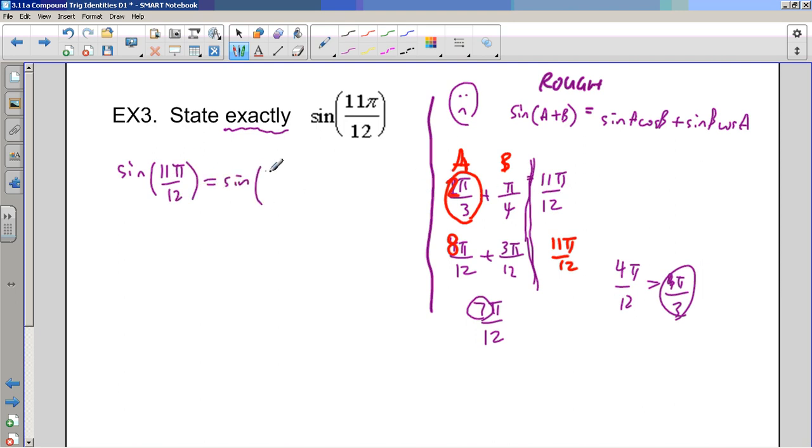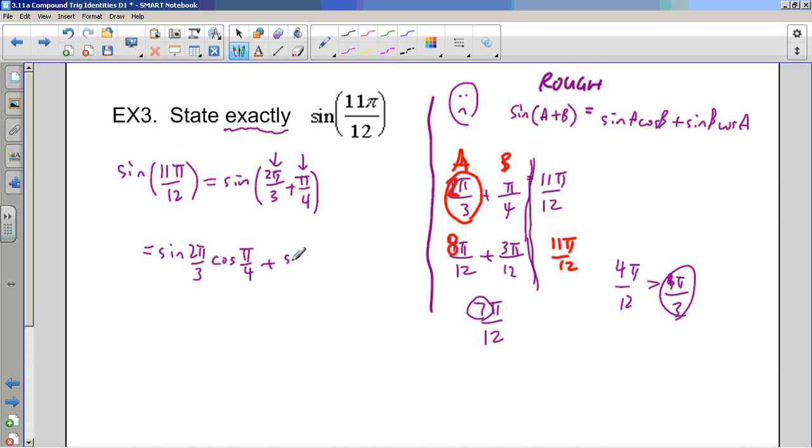Once I've done my rough work, and the idea is I can find the trig ratios of these angles exactly. And so now I'm going to apply my compound trig identity. Yes, I realize that this is a little bit silly. If I really wanted the sine of 11 pi over 12, I could just bash it into a calculator. But a big part of what we do in math is be exact. And so here we're trying to be exact.